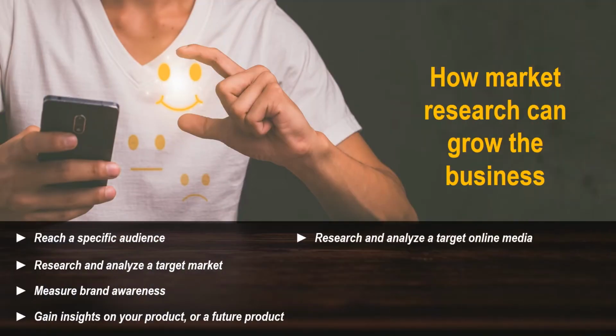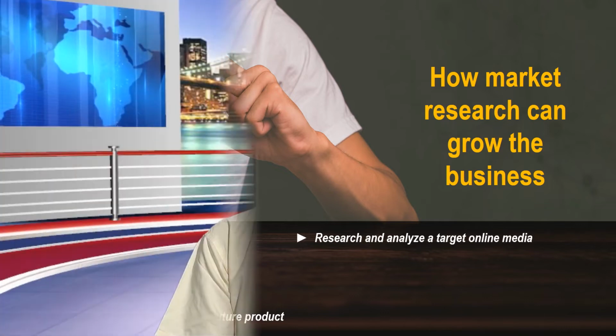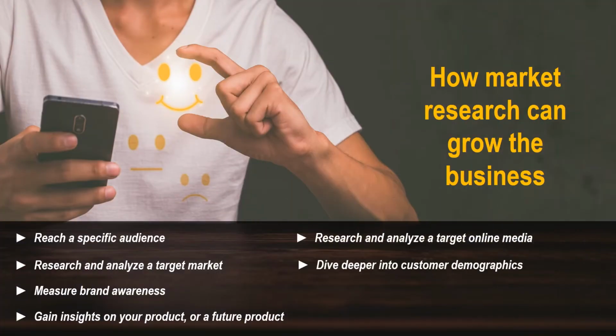Then research and analyze the target online media. Which media to use, very important, you need to research on that also. So, with the increasing importance of social media in your marketing mix, online social media surveys are a great way to figure out which social media channels you need to pay attention to. There are so many ways in which you can market online. Which of those channels is your target audience more likely to see or more likely to pay attention to? That research is important.